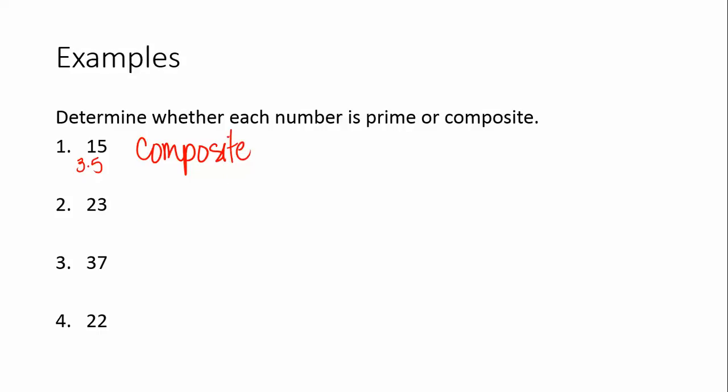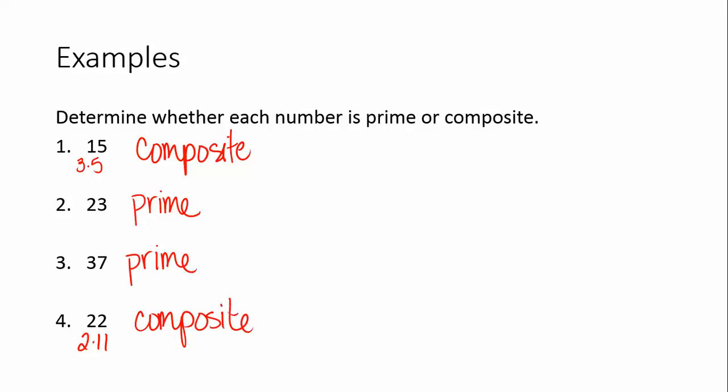23. Obviously 1 times 23, and 23 does not have any other factors, so 23 is a prime number. 37, 1 times 37, and that's the only pair of factors of 37, so it's also prime. 22, again 1 times 22, but also 2 times 11, so this number is composite. And actually every even number is composite because you can always divide an even number by 2.